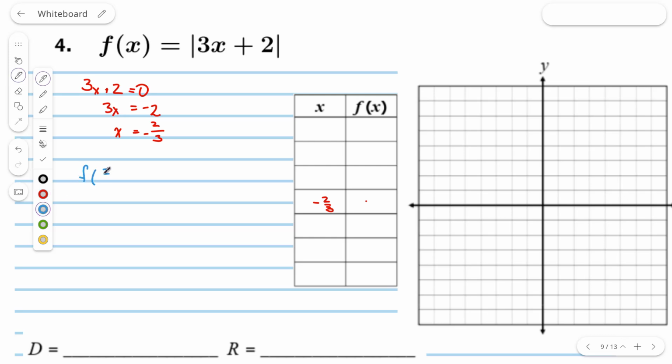F of negative 2/3. So 3 times a negative 2/3 plus 2. And so that's going to give me a negative 2 plus 2 is 0. So that gives me that 0.